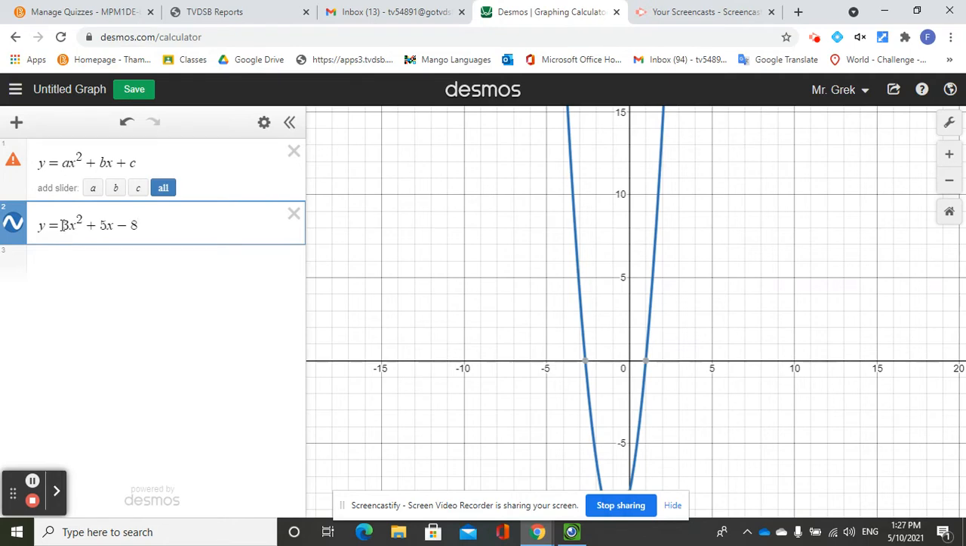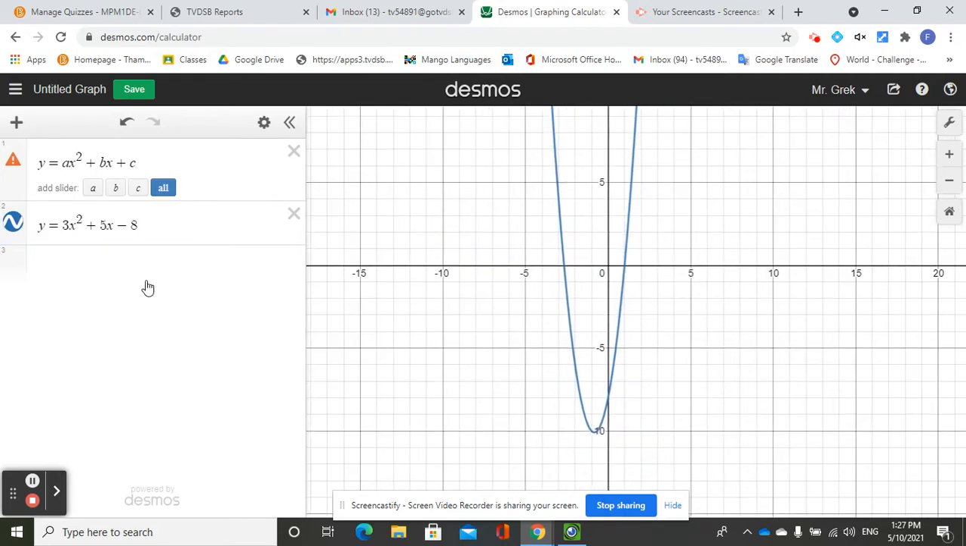The a value tells me the direction of opening. So because a is bigger than 0, or positive, this parabola opens up. And the c value tells me my y-intercept. So it crosses the y-axis at 0, -8.